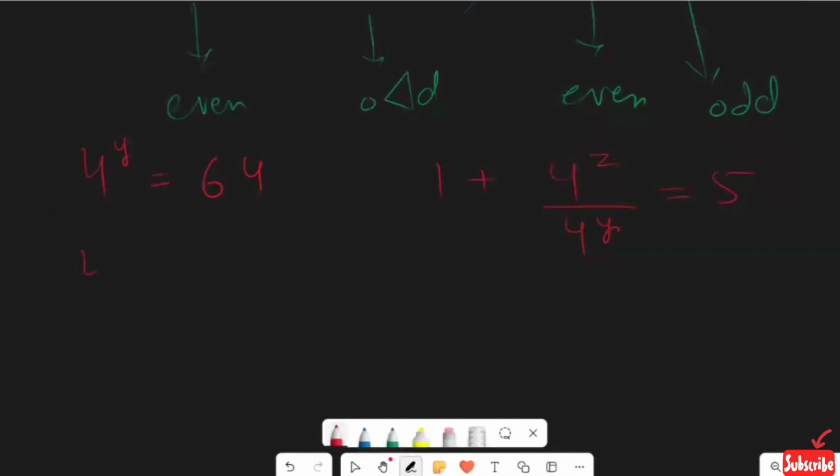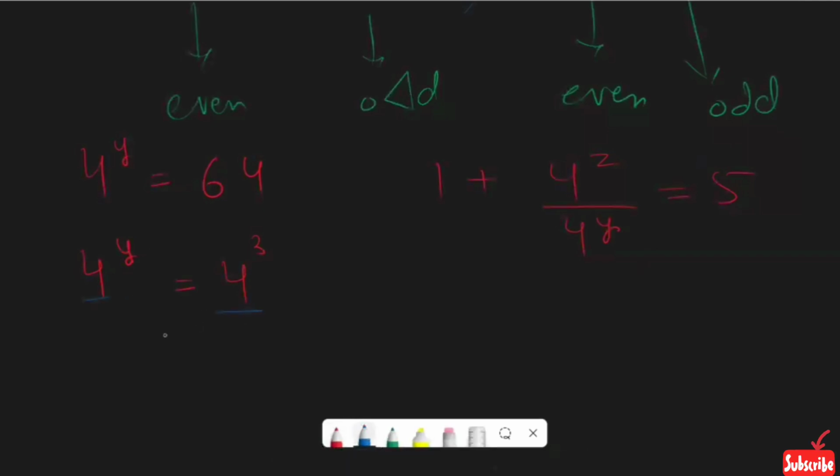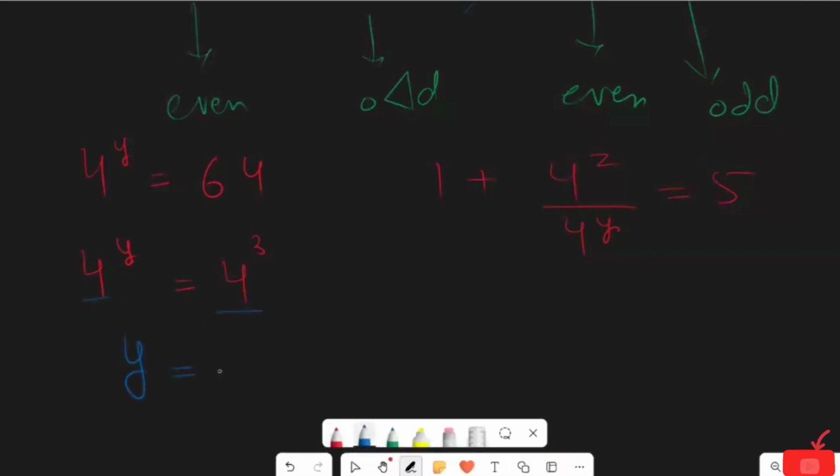4^y is equal to 64. I am going to write 64 as 4 to the power of 3. So same as here, we have the same bases, so we are going to equate the powers. y is equal to 3. So here we have got the x and y values.